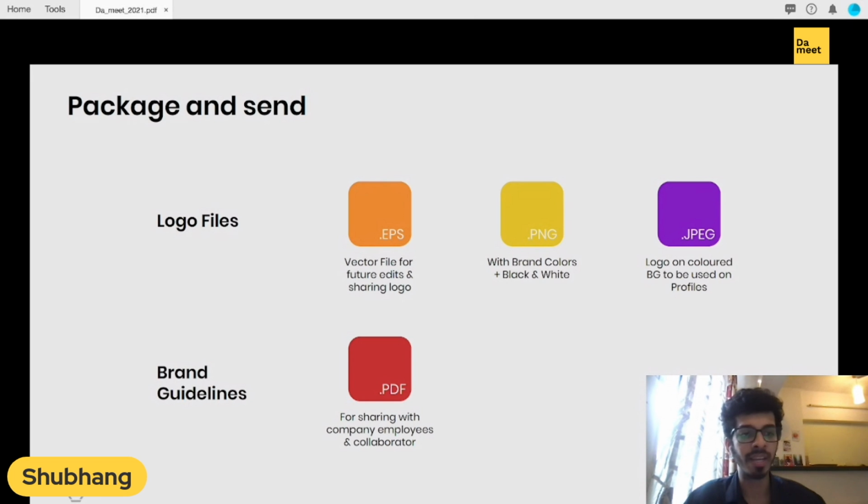But when you charge your client, this is generally the basic thing. EPS would be vector files, PNG files, black and white logo files need to be given to them, and some logos for social media platforms which are on a colored background can be given to them in JPEG format. And then the brand guidelines, which includes the strategy and everything, will be in a PDF format. So that is the entire package, and that is the entire process for logo design.